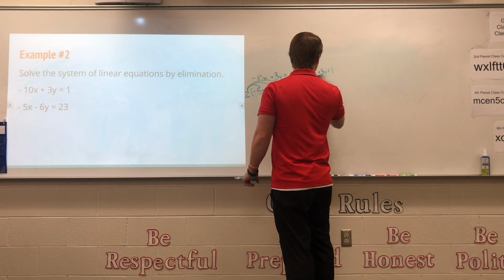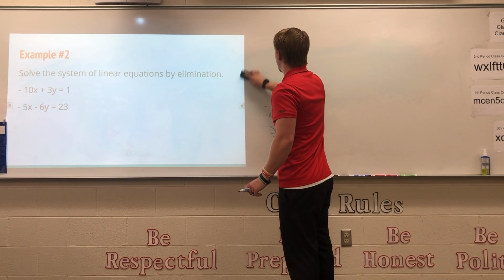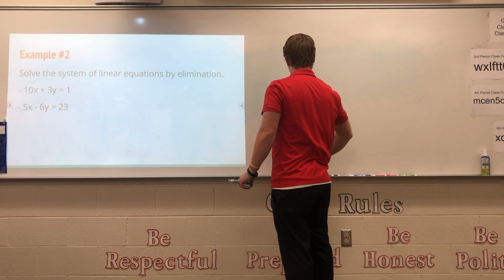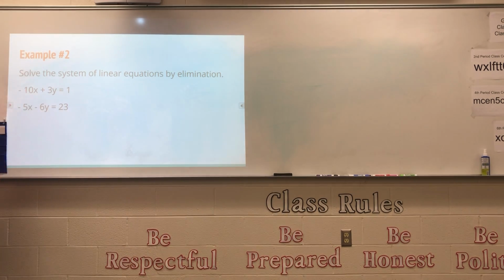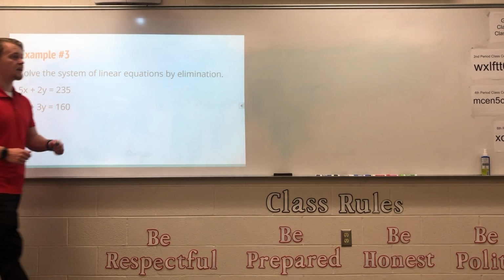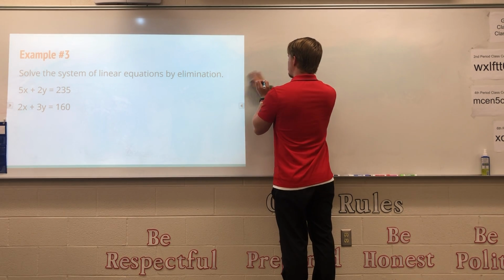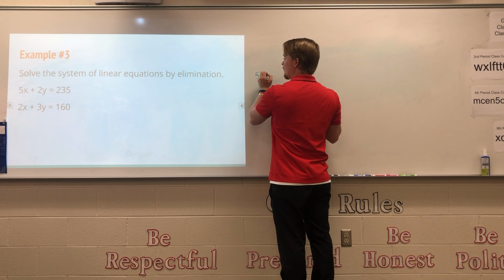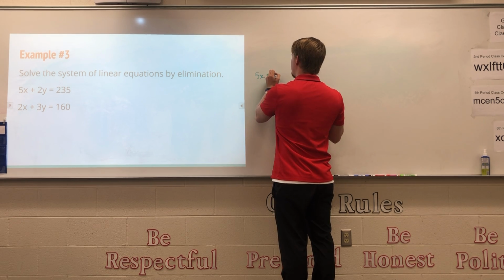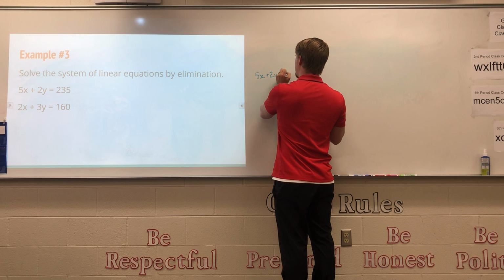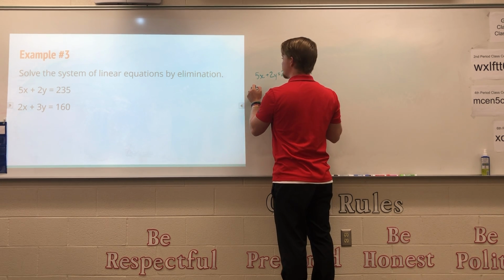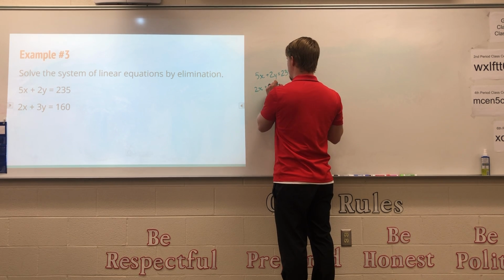So last thing, let's look at an example where you might have to multiply both of the equations by a constant in order to get an answer. So here we have 5x plus 2y equals 235, and 2x plus 3y equals 160.